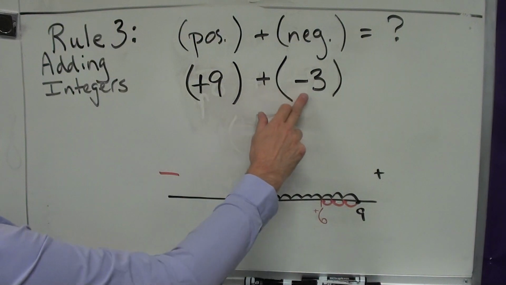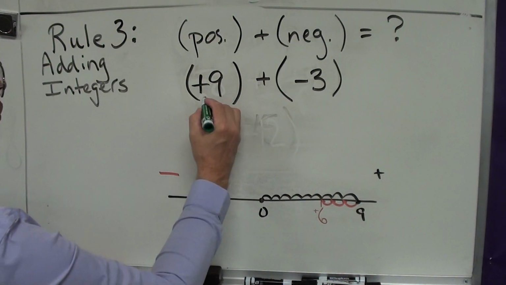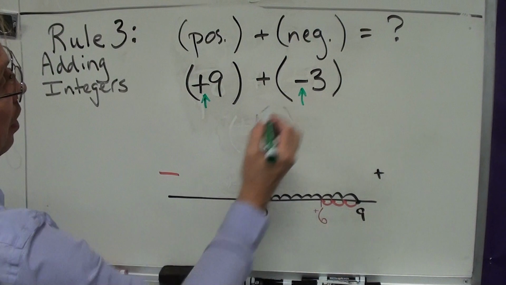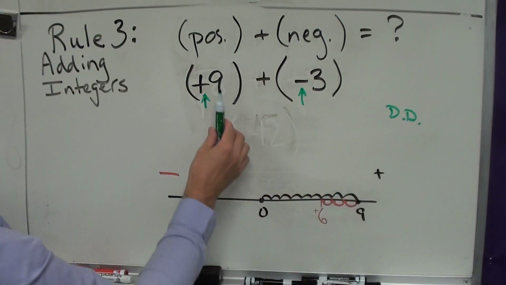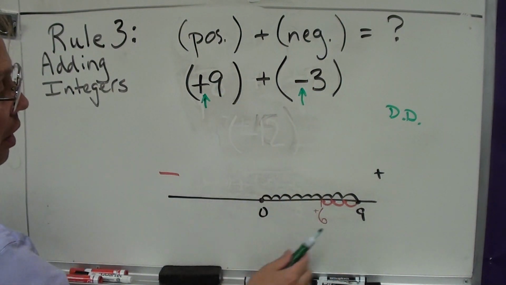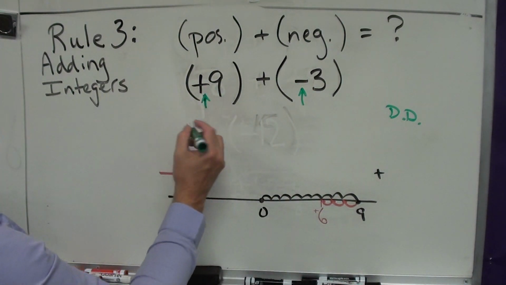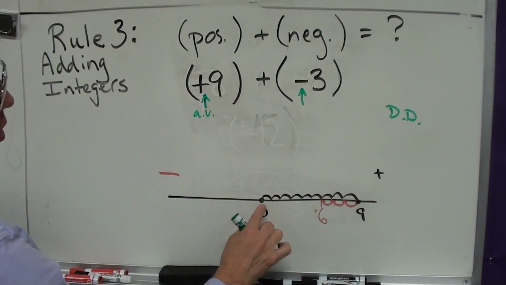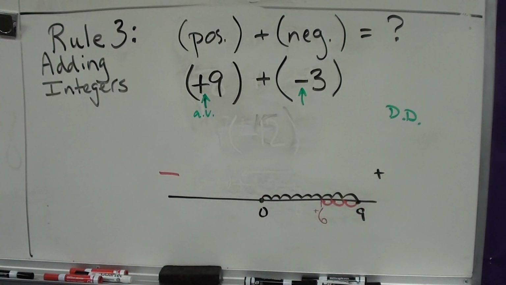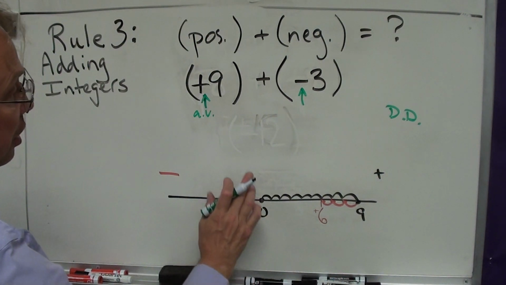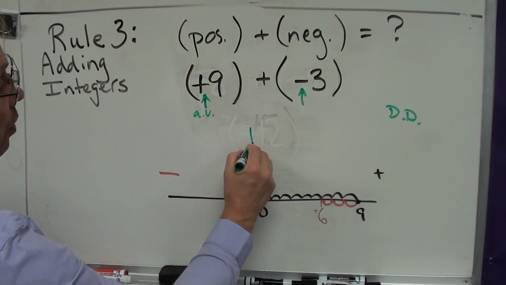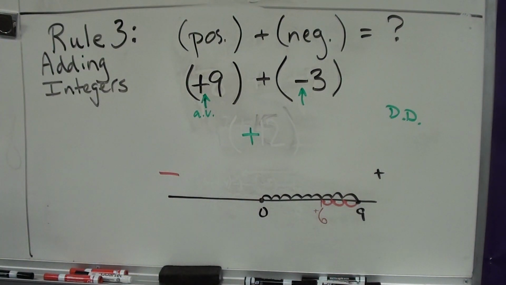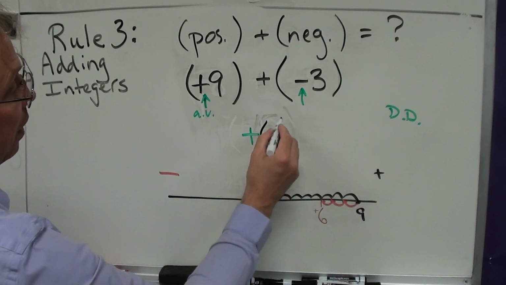So what I find here is that I have different signs, and so I'm going to find the difference between the two numbers. The difference between 9 and 3 is 6. But 9 has a larger absolute value, which means it took me farther away from the 0. Because 9 had the larger absolute value, my answer will have a positive sign. So the answer in this case is positive 6.